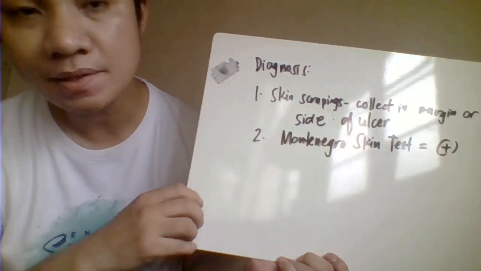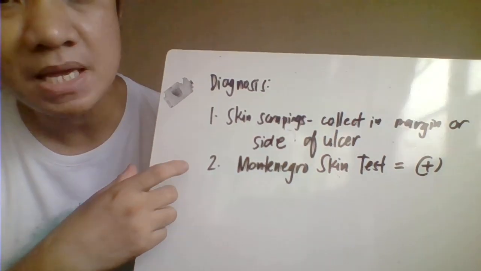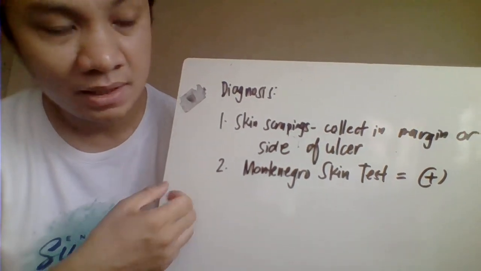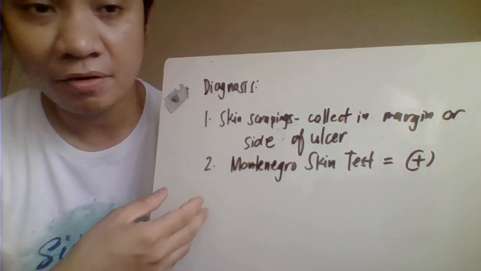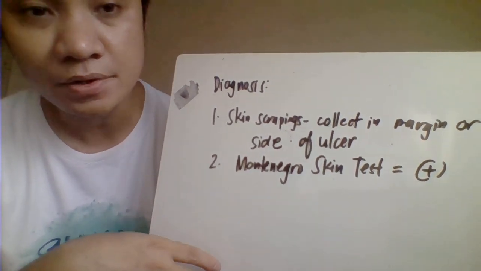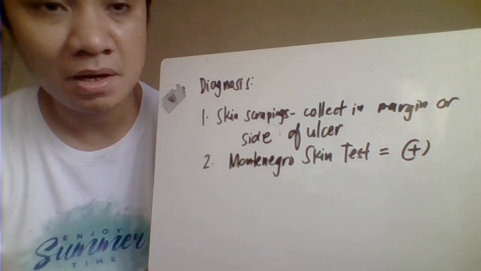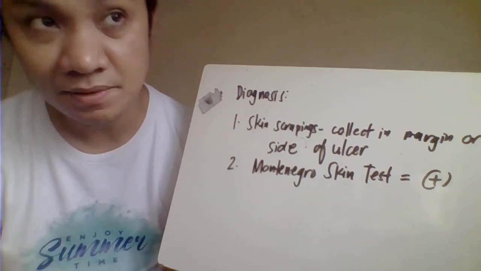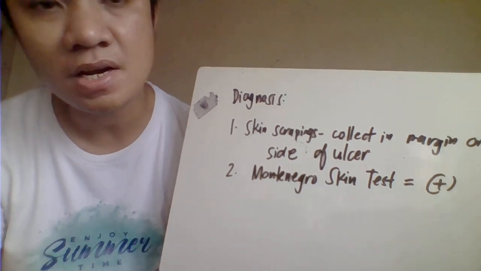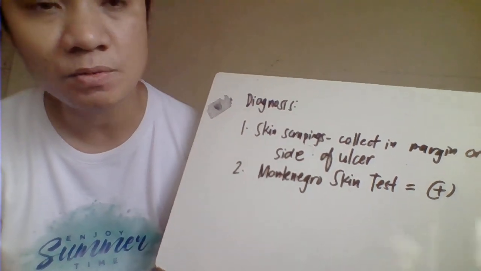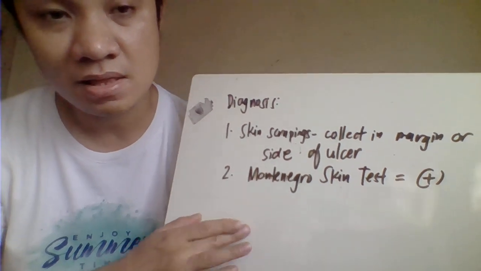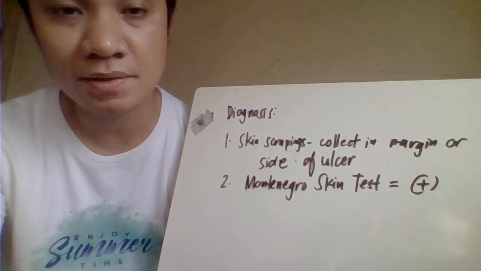For the diagnosis, still we have the skin scrapings. Since the parasite is in the skin, try to collect on the side or the margin of your ulcer, and then examine under the microscope for the presence of your amastigote. And then we have also here the Montenegro skin test. Again, this one will give a positive result because this is a skin ulceration, so the parasite is in the skin.